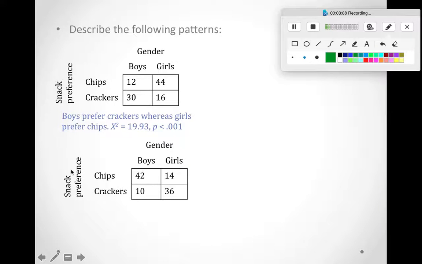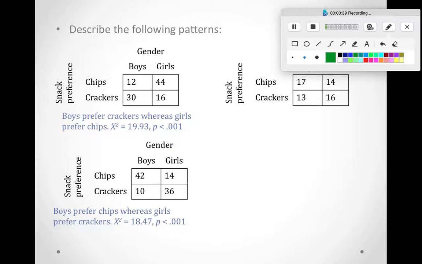Let's look at another one. For this one, we see that boys prefer chips over crackers, 42 to 10, and girls prefer crackers over chips. So opposite of what we see up here. Now let's look at our chi-square. Our chi-square came out at 18.47, and our p-value is less than 0.001. So we also found significance here. There was a significant difference between boys and girls on snack preference, that boys preferred chips while girls preferred crackers.